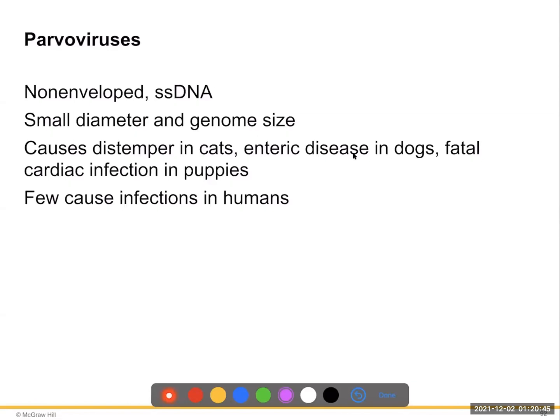It's not enveloped. It's a single-stranded DNA. This is one of the few exceptions to your double-stranded DNA. Small diameter, genome size very small, causes distemper in cats, enteric disease in dogs, and fatal cardiac infections in puppies. Okay, and it's spread through feces of other dogs. Few cause infections in humans, but you get your dogs their parvo shots and you keep them isolated for, I think it's 6 or 7 weeks when you first get your puppy.